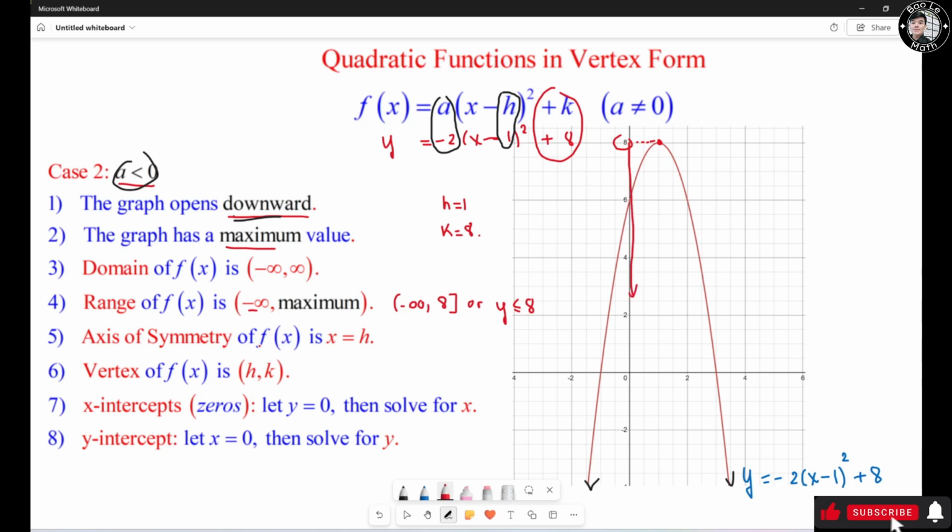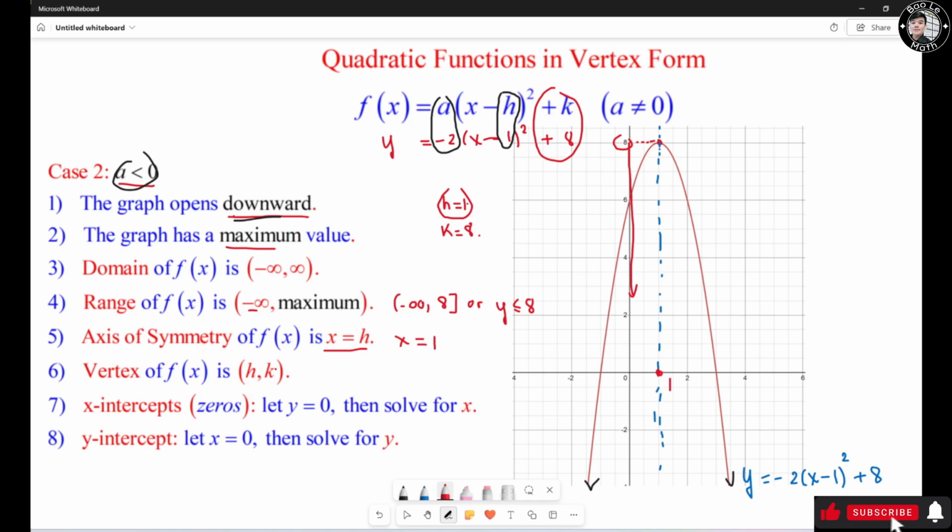Now the axis of symmetry is x equals h, but h equals 1 right here. Okay, so the axis of symmetry is x equals 1. Alright, so I'm going to sketch the axis of symmetry. Now, the axis of symmetry is the line that splits the function into two halves, right? So it's going to be right here, and x equals 1 right here. This is x equals 1.